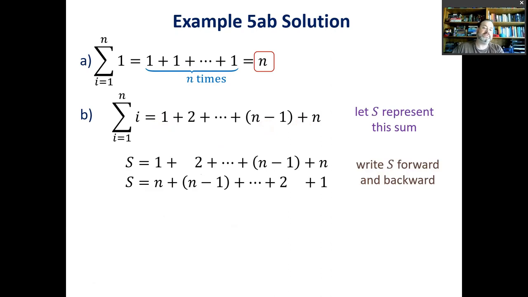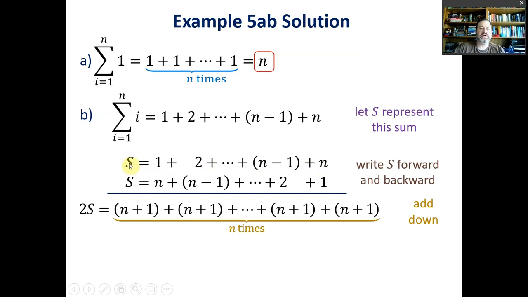We call it S. So what we do is we write S forward and backward and stack it on top of each other. So here's S. It's a little stretched out, but it's the same thing. And then here's S with just all the terms flipped. And what you do is you just add down. So S plus S is 2S. 1 plus n is n plus 1. 2 plus n minus 1 is n plus 1.